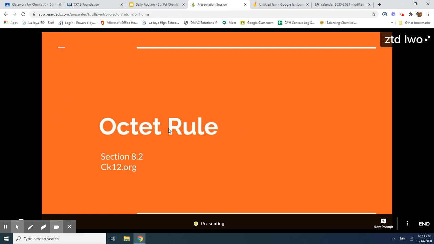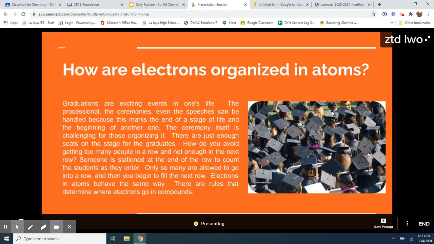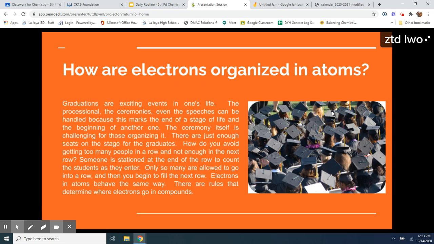Okay, so we are talking about the Octet Rule, section 8.2. How are electrons organized in atoms is part of our introduction, and it starts talking about graduation, a very special time.